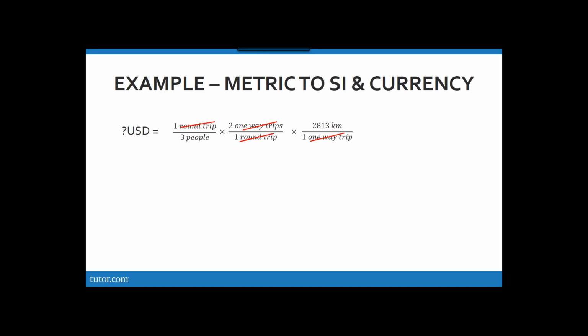I do find that it's a bit easier to cancel units as we go. Kind of jars the thinking into what we may want to do next without looking at all of the units that are left, especially for problems that will have as many conversion factors as this one. All right, so let's continue. We now have kilometers per person. We're looking for US dollars per person.